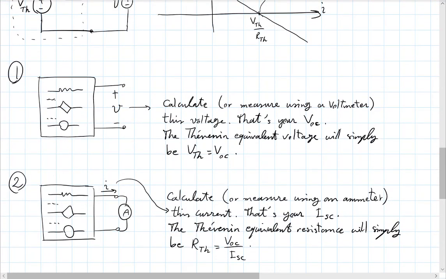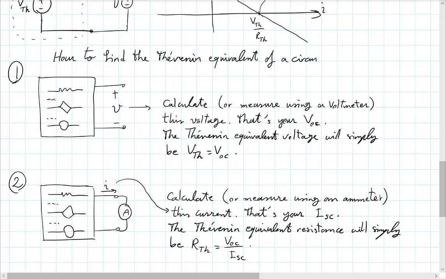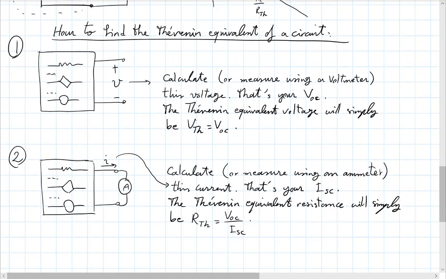So this is basically about how to find the Thevenin equivalent of a circuit. Two simple steps. Now, if you're trying to calculate this on paper, you don't need to show an ammeter or a voltmeter. But you do need to make sure that you have connected a wire here.